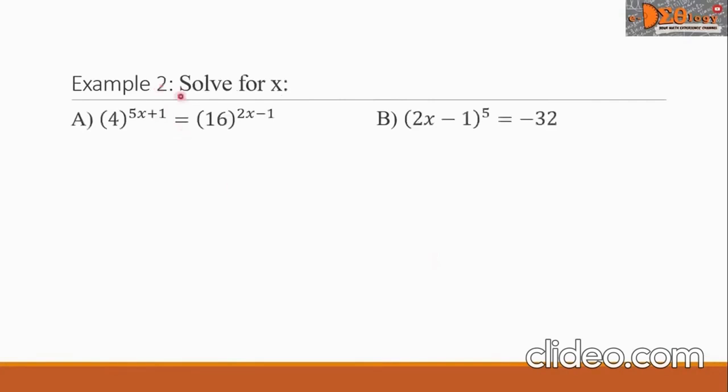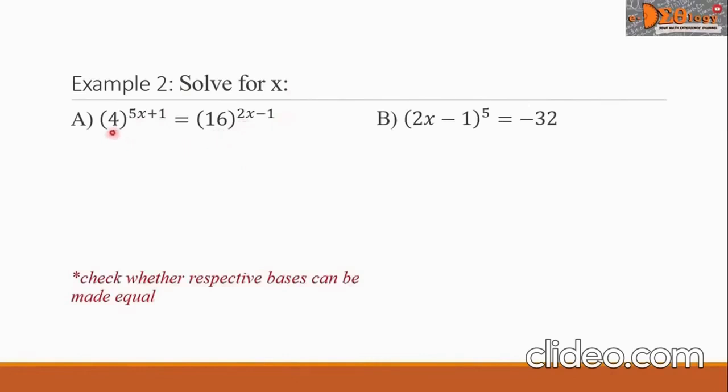Let's go to example 2. Solve for x. We have two problems here, A and B. Let's begin with A. 4 raised to 5x plus 1 equals 16 raised to 2x minus 1. First, let us check if the bases can be made equal.